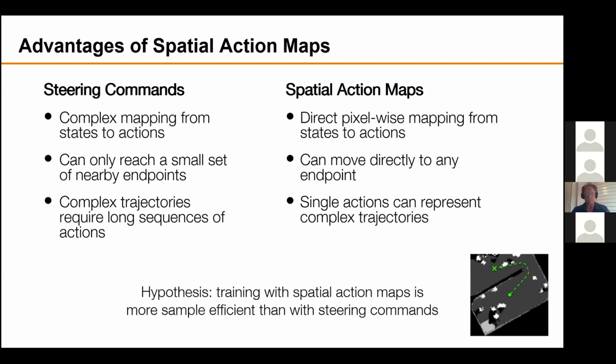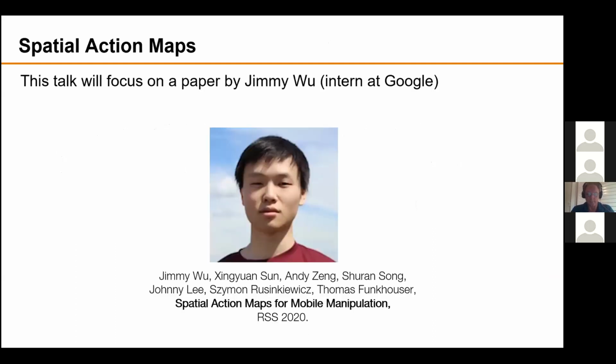Okay, so we're gonna describe a specific project that investigates this idea. It was done by an intern at Google, Jimmy Wu, who's also a PhD student at Princeton, along with some collaborators from Google, Princeton, and Columbia. It appeared at RSS like a month or two ago.